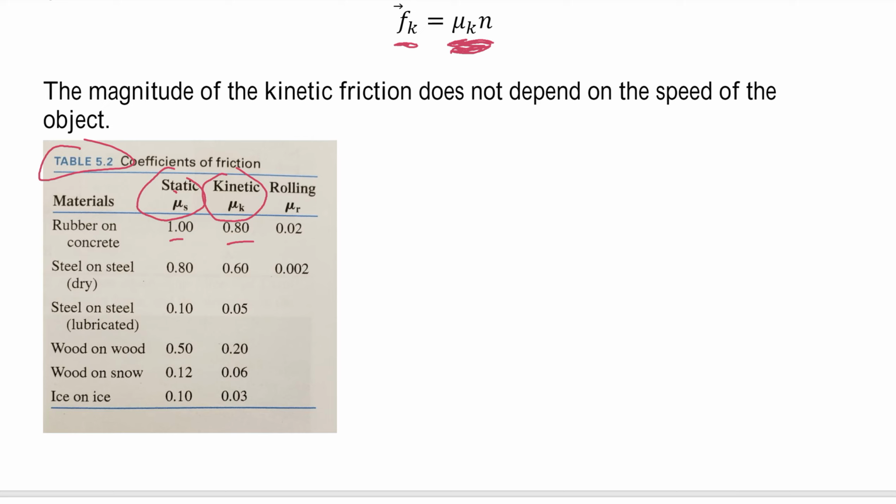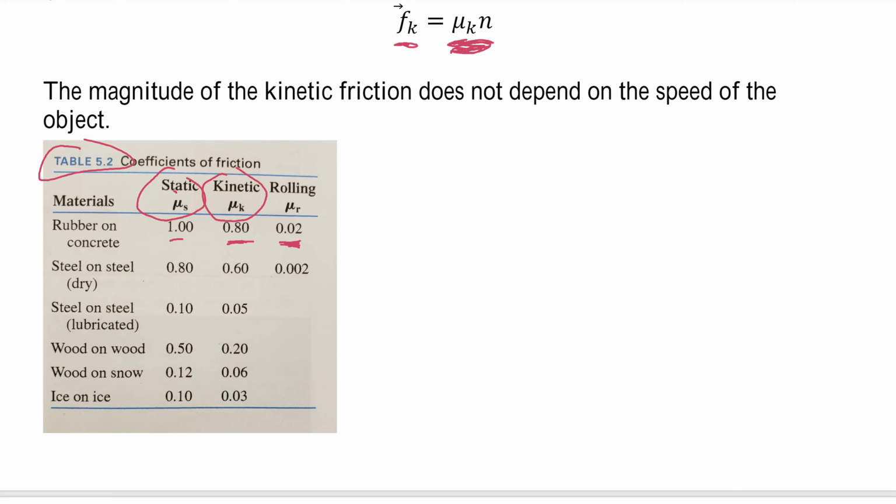Now, if we're rolling, this is a little bit different, okay? So static friction, I'm trying to push my tires, so that would be sliding. Now I'm spinning my tires, so now they are sliding. Now I'm rolling my tires, like rolling the wheel down the road. This would be a little bit different. I have 0.02, okay?